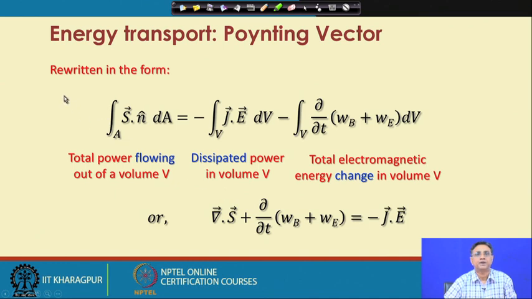Now, again rewriting this equation in this form, this left hand side, the term which contains the Poynting vector, represents the total power flowing out of the volume V, which is equal to the dissipated power in the volume, and also the total electromagnetic energy change in the volume.